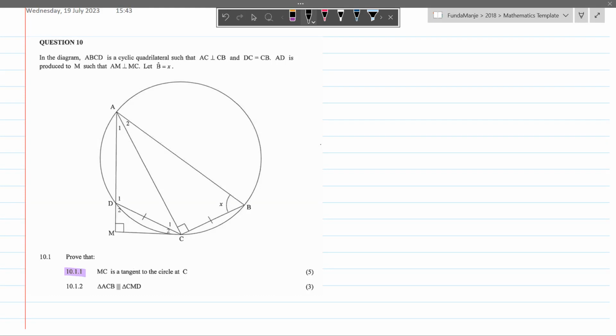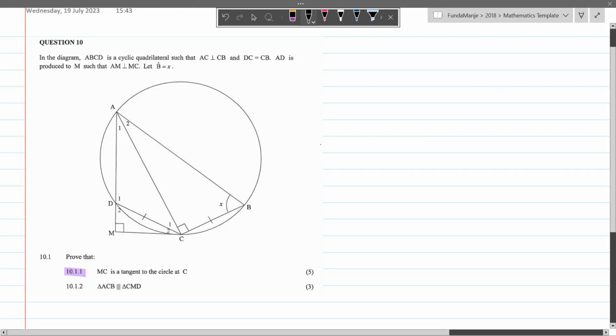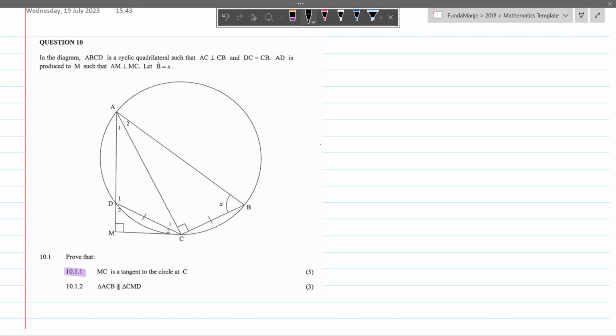In the diagram, ABCD is a cyclic quadrilateral such that AC is perpendicular to CB. So AC is perpendicular to CB, we see that 90-degree there. And DC is equal to CB, indicated by these lines here. AD is produced to M such that AM is parallel to MC. Let B equal X. 10.1.1, prove that MC is a tangent to the circle at C.